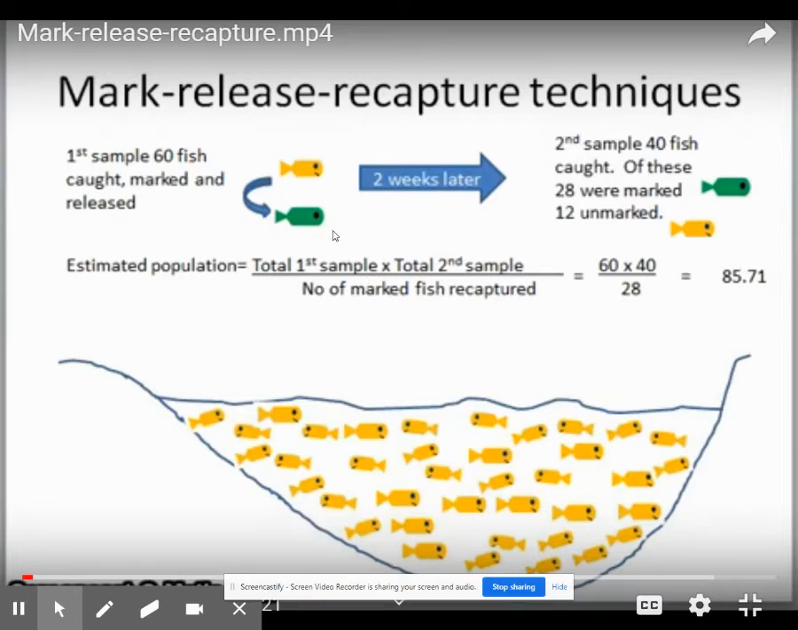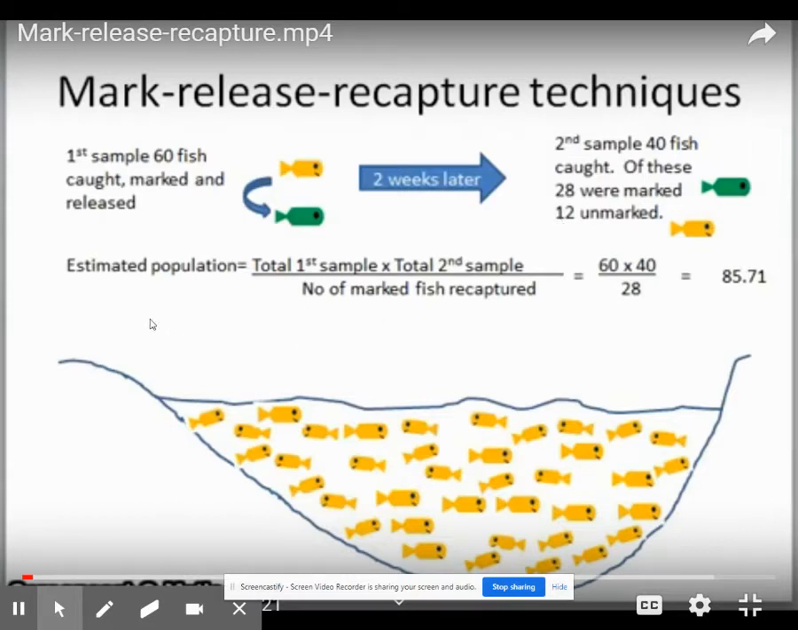And we come back some time later, say 2 weeks later, and we recapture the same fish species in that same habitat. And this time in the second sample, we caught 40 fish, and of those 40, 28 were marked with the original mark. So you can see them in green here. The green are the marked ones, and the yellow are the standard fish. So we caught 60 first time, marked them all, let them swim back into their natural population, came back 2 weeks later, sampled again, caught 40 fish, 28 of them were marked, 12 were unmarked.